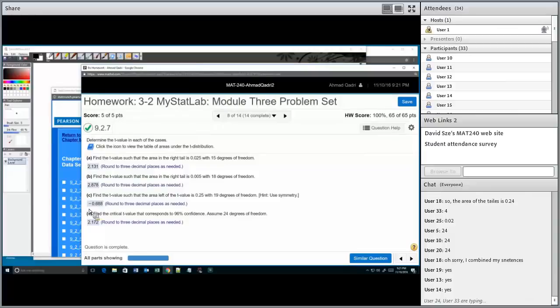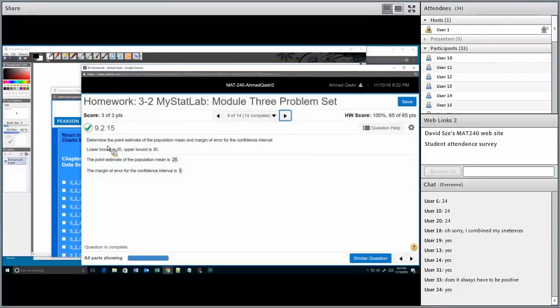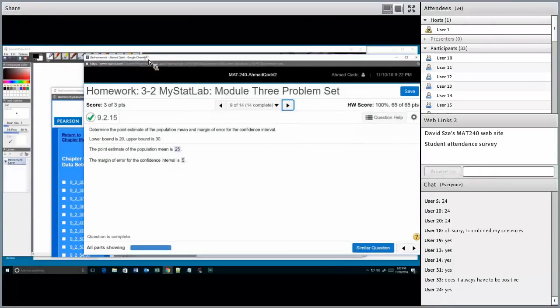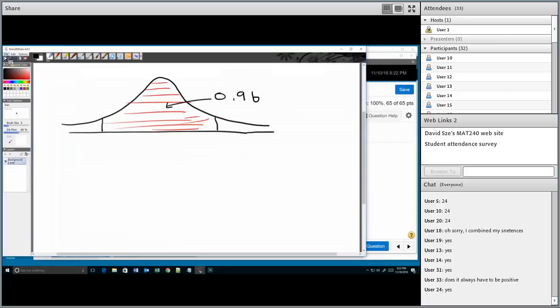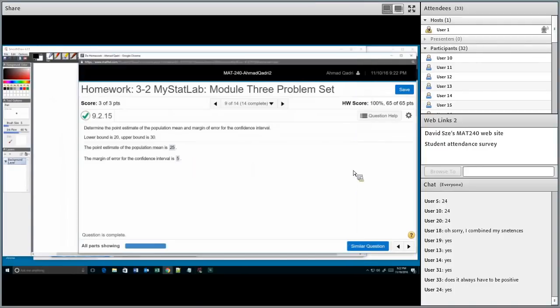So as you can see, not that hard, right? Just like the Z distribution. Now let's do some problems here. Okay, this problem is actually pretty easy. Determine the point estimate of the population mean. So we're not talking about proportions anymore. And the margin of error for this confidence interval.